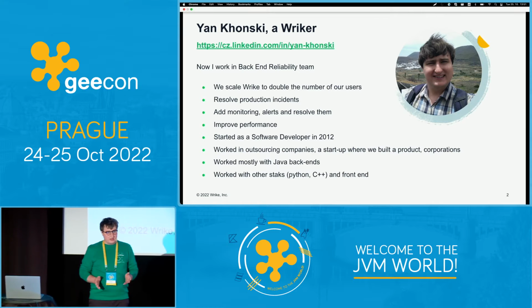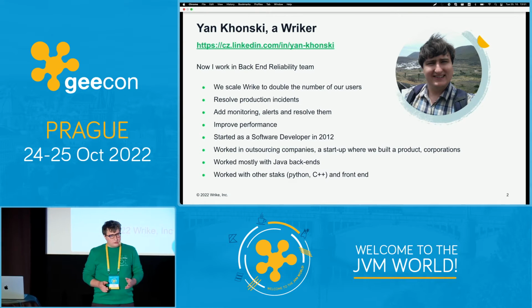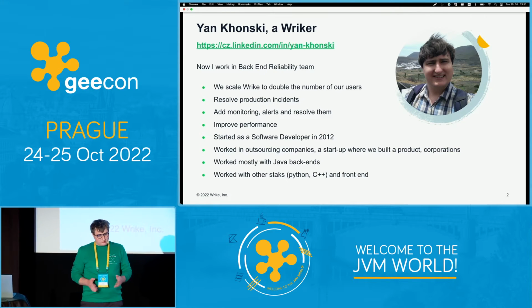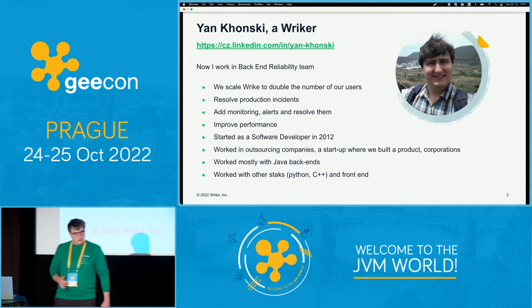First, we scale Prague. We currently have 2 million users, and we want to double that amount. So we want our infrastructure and services to be able to handle the load. We resolve production incidents. We add alerts monitoring to make sure that we know what is going on in our system. We also work on performance improvements.